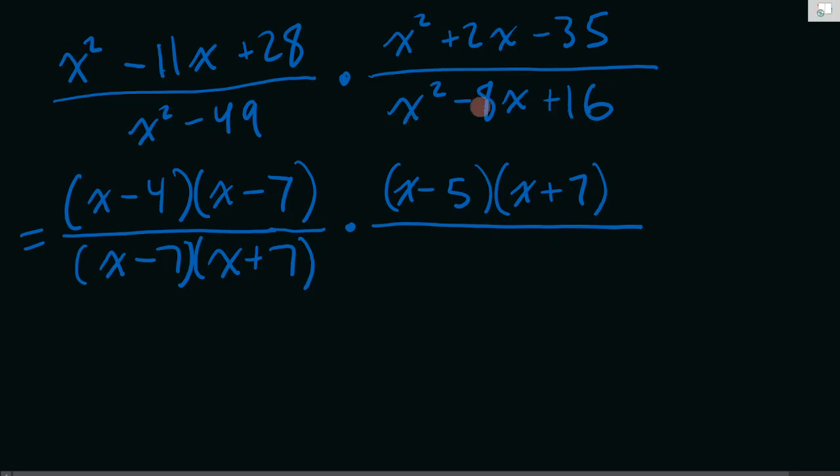This one here is actually a perfect square. 16 is 4 squared. And 8 is double 4. So this is going to be x and 4 squared. And since this is minus, this is going to be minus as well.